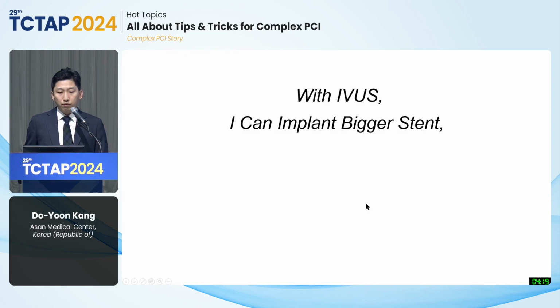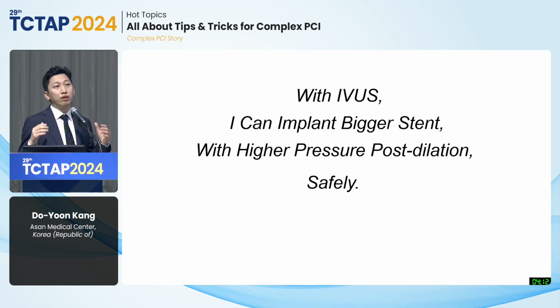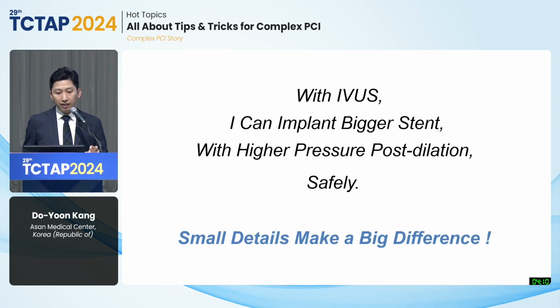So with IVUS, I can implant a bigger stent with higher-pressure post-dilation, and because we know the vessel size, we can do it safely. And those small details post-PCI make a big long-term difference. That's why I insist that we should use intravascular imaging for guiding complex PCI.